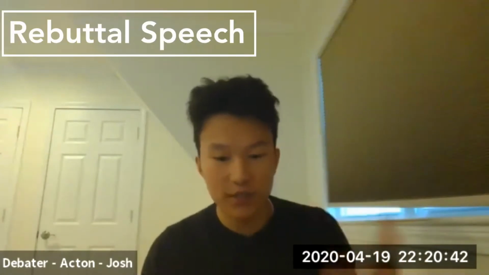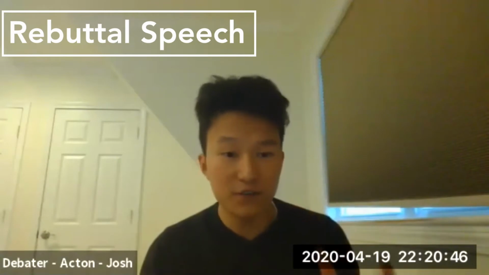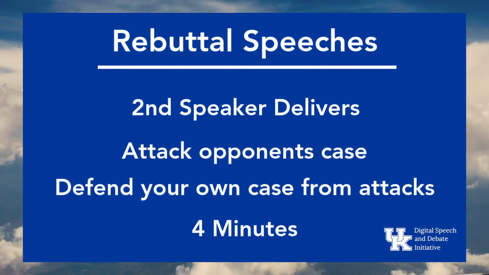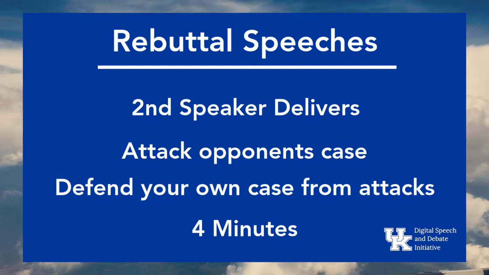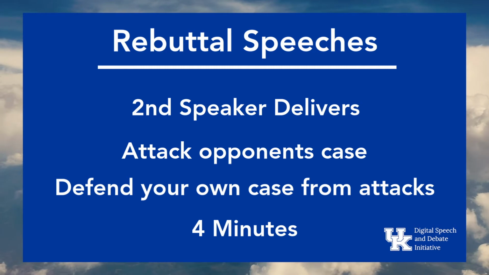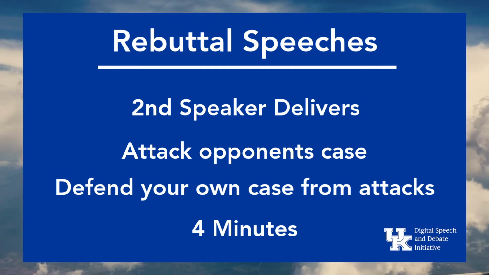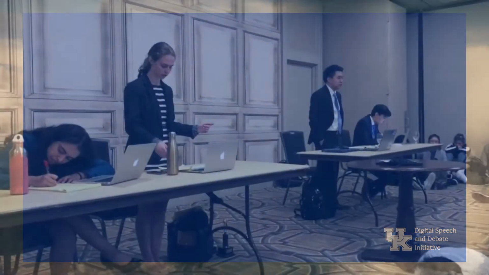The second kind of speech is a rebuttal speech. These are delivered by the second speaker on each team. These are the second pro and con speeches. Both of these debaters have the primary burden of refuting the other team's arguments by analyzing and explaining flaws in the opponent's position. They also have to respond to attacks made against their own case. These speeches are also 4 minutes.